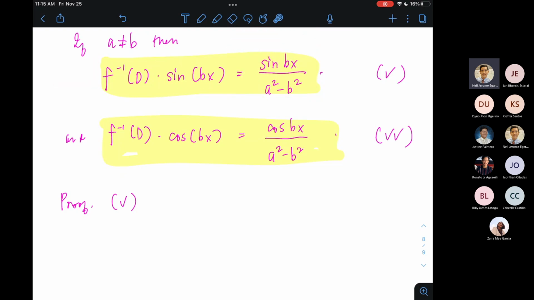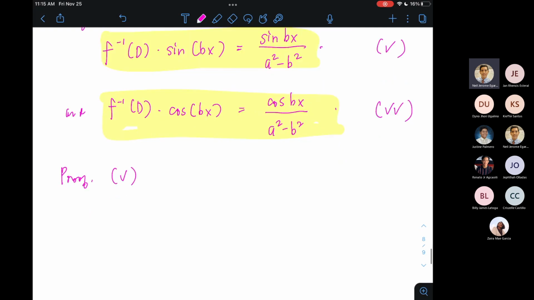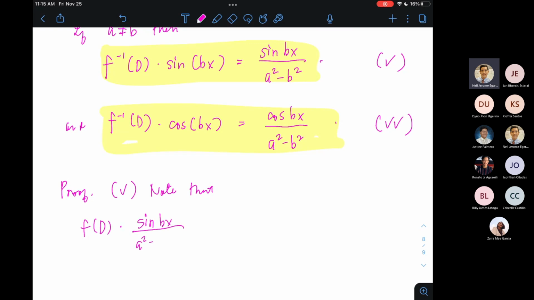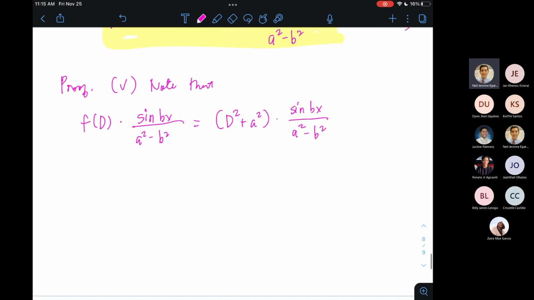So that's one way to prove this. We can do this by applying f of D to the right-hand side. Note that f of D applied to sine bx over a squared minus b squared is equal to D squared plus a squared applied to sine bx, all over a squared minus b squared. Okay? So you can see now that this is actually easier to solve.